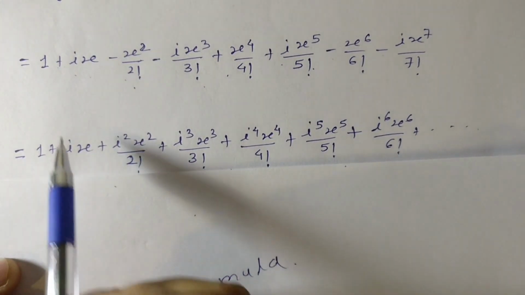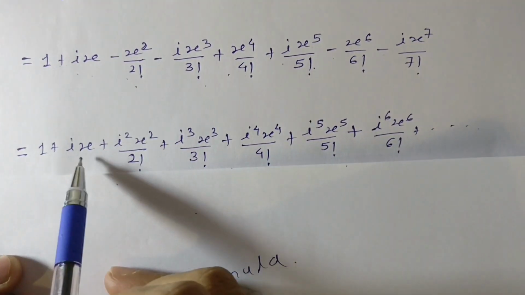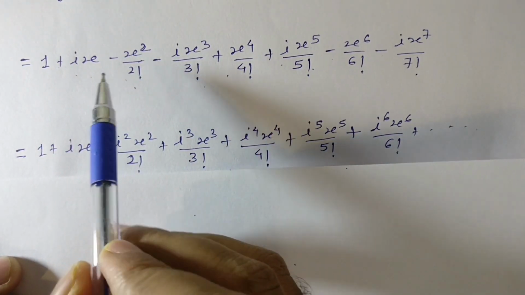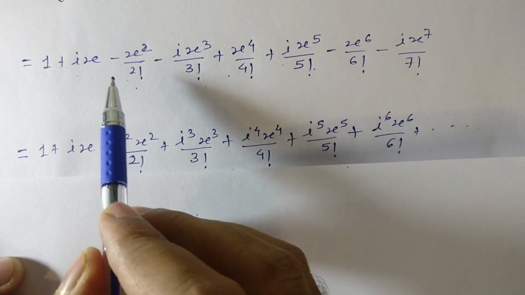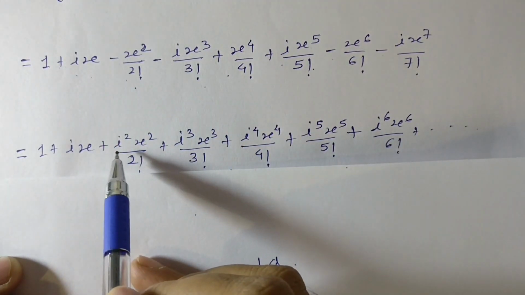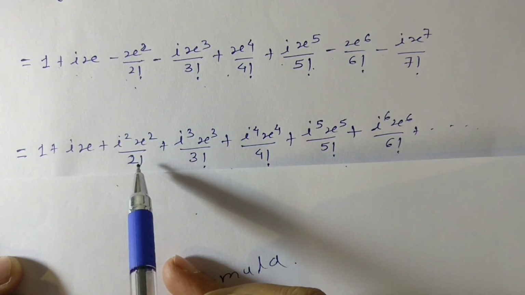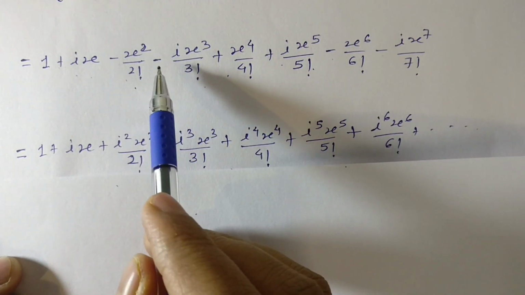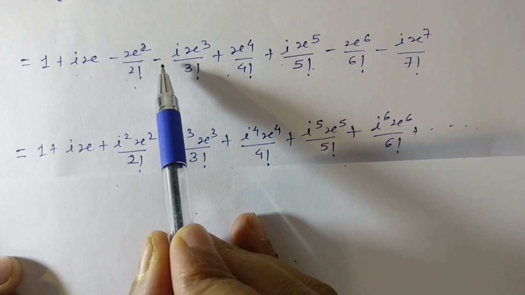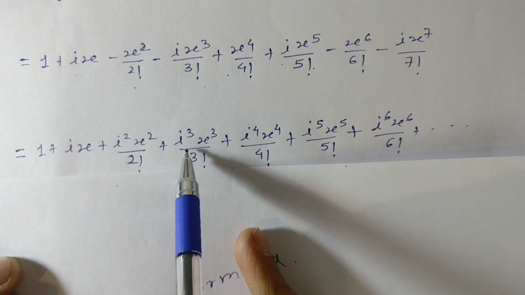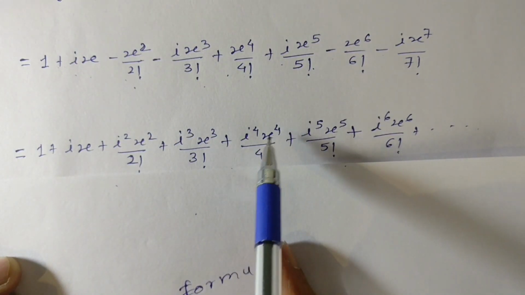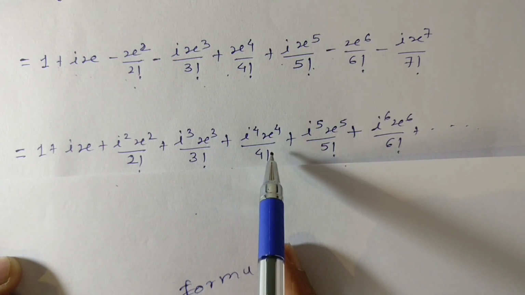Okay, so 1 plus ix as it is. Now again, minus 1 can be written as i squared. Okay, i squared is equal to minus 1. We all know i raised to 4 is plus 1. So this minus 1 can be absorbed by writing here i squared, so i squared x squared by 2 factorial. Again, the minus 1 sign is here, so I can replace it by another i squared, and one i is already there. So it will be i cubed x cubed by 3 factorial plus i raised to 4 into x raised to 4 by 4 factorial.